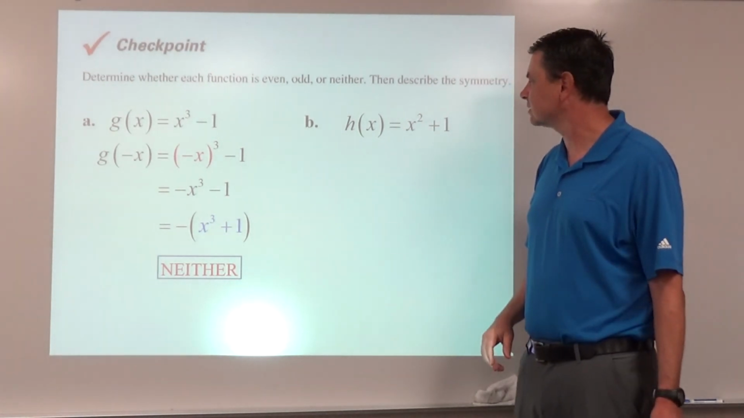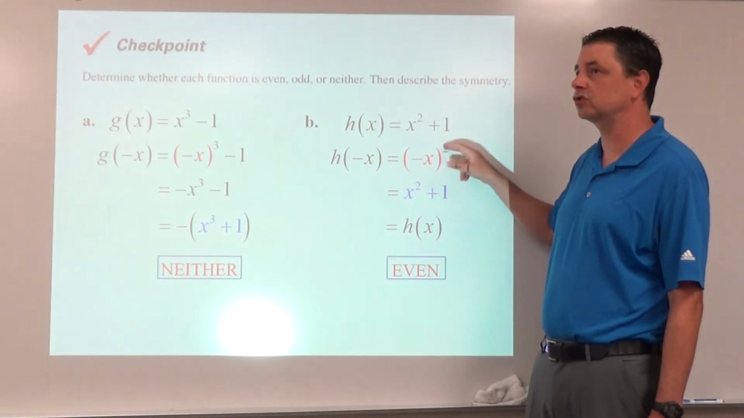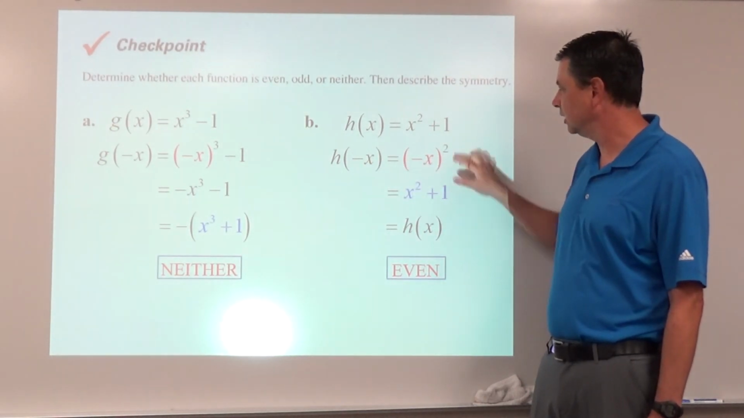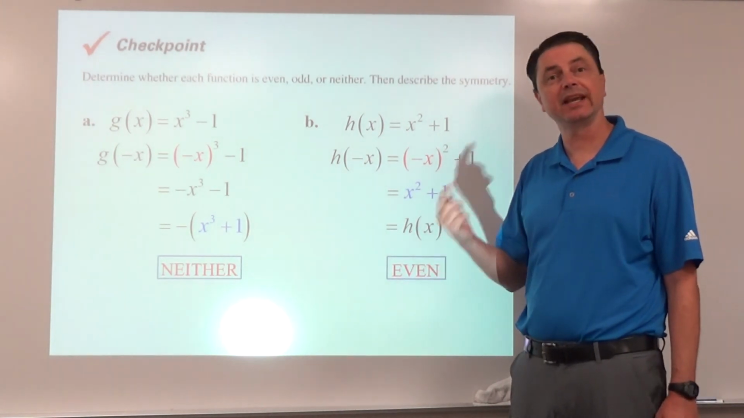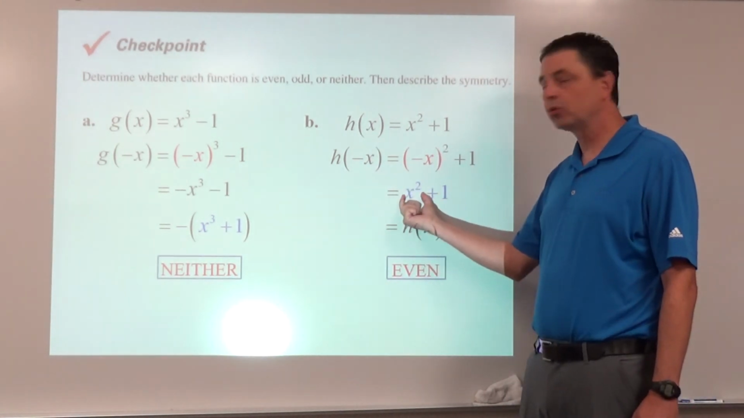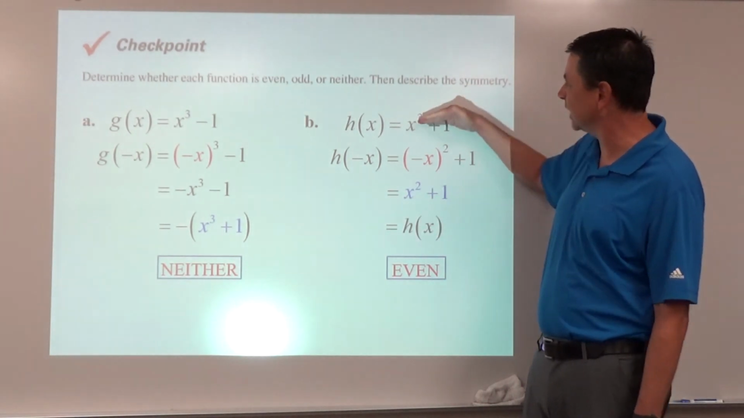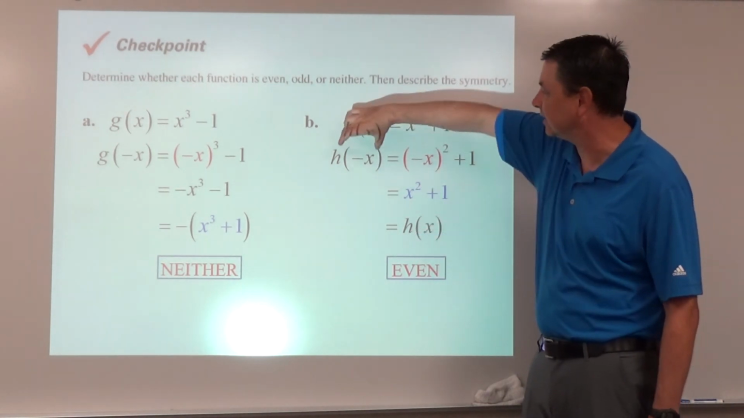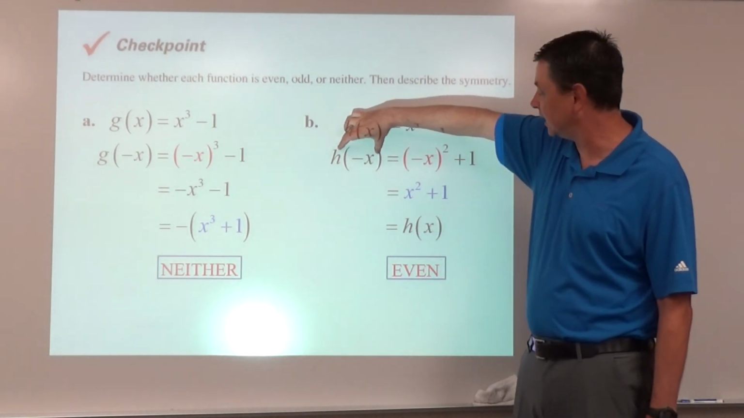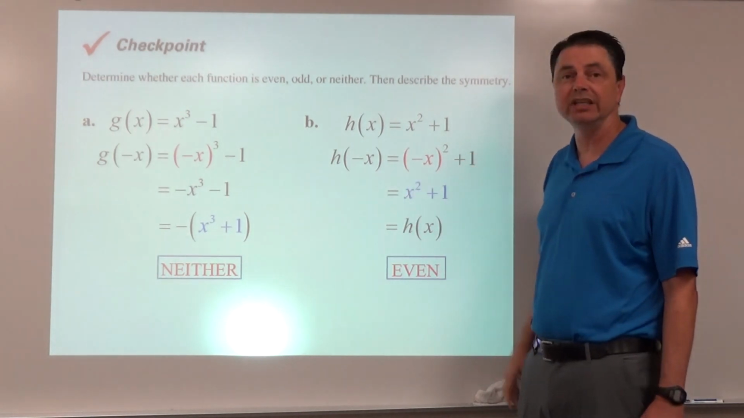With h of x, h of negative x is equal to negative x squared plus the 1. If we square negative x, a negative x times a negative x, well, negative times a negative is a positive. So we would get positive x squared there plus 1. And we'll notice, hey, that's my original function. So I can replace this with h of x, and by the definition, h of negative x is the original function h of x. I can conclude even at that point.